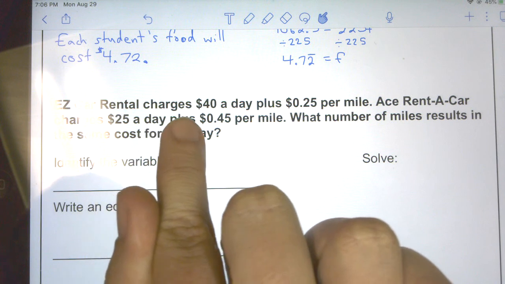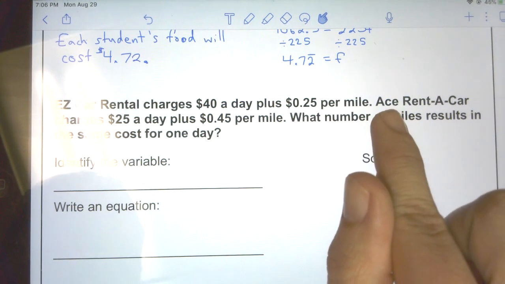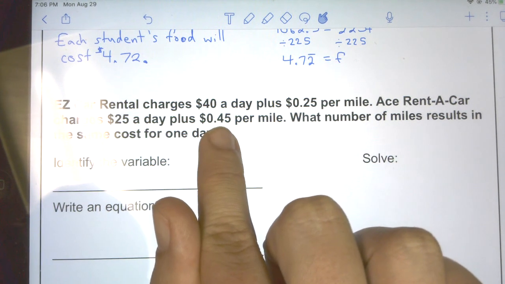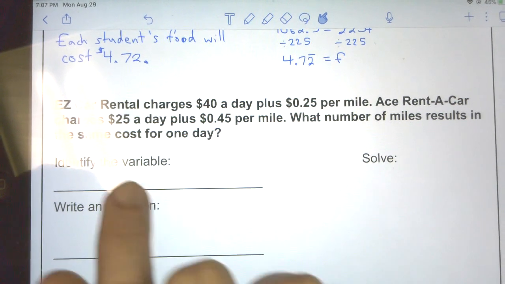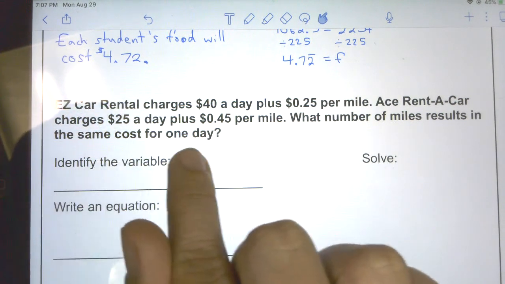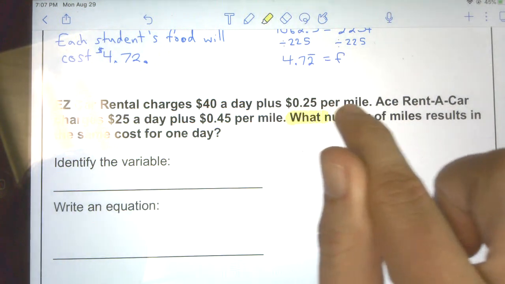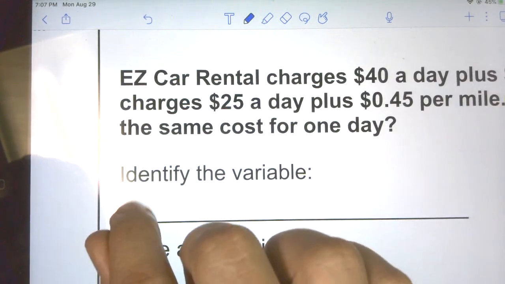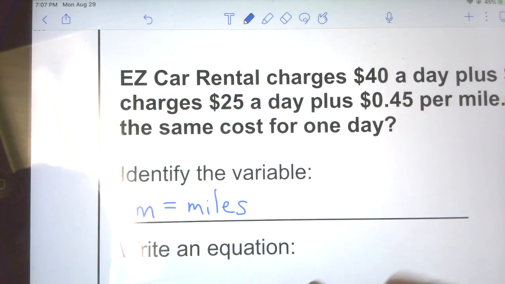Easy Car Rental charges $40 a day plus 25 cents per mile. Ace Rent a Car charges $25 a day plus 45 cents per mile. What number of miles results in the same cost for one day? Trying to use my head to block that glare. What are we missing? We are missing what number of miles. So identify that variable. I'll use M. It's going to represent the miles.